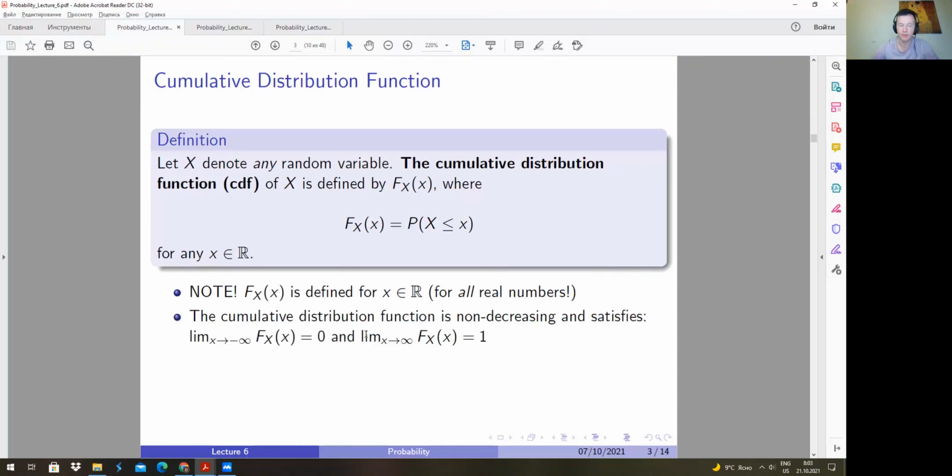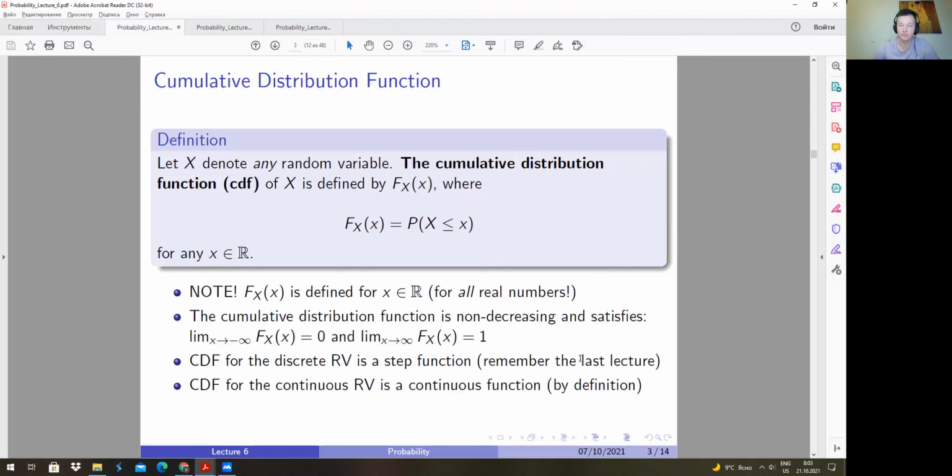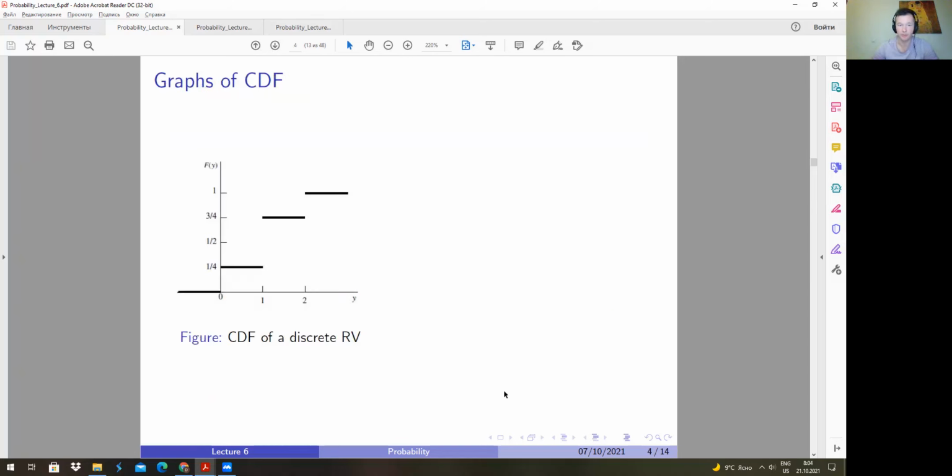It has the following properties. We spoke about it. If you speak about discrete random variables, it's a step function, from the pre-last lecture. And the continuous random variable is continuous by definition, because we define a continuous random variable as a variable that has a continuous cumulative distribution function. So here are two graphs. One is a graph of a discrete random variable CDF, another is a graph of a continuous random variable CDF. You had this in your exercise sessions, so I hope you are familiar with this.